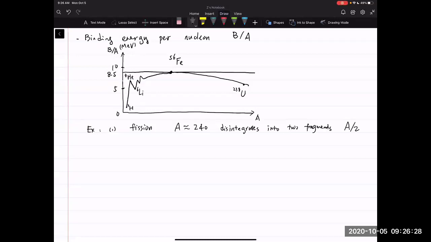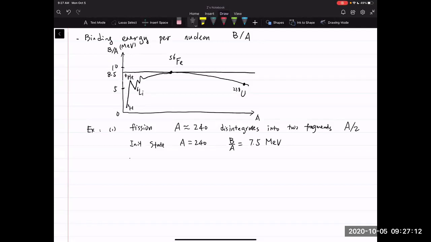So the initial state, we have A, let's say 240. And if you look at B over A from this curve, like here, this point is slightly less than 8.5, let's say 7.5 MeV. So the binding energy per nucleon for the uranium is close to 7.5. When I draw this curve it's approximate, but you can look up the table and see this B over A is close to 7.5 MeV.